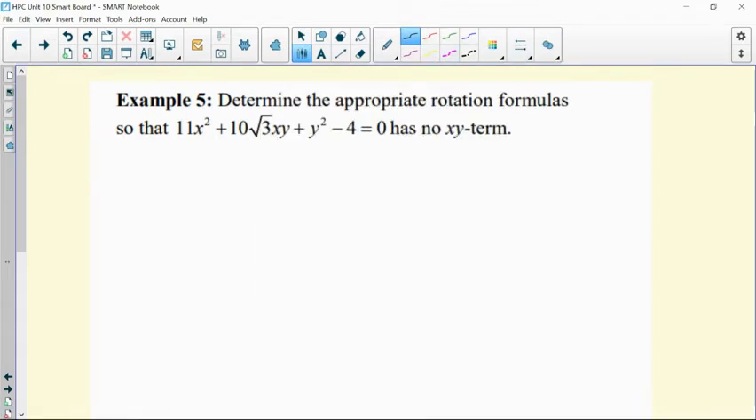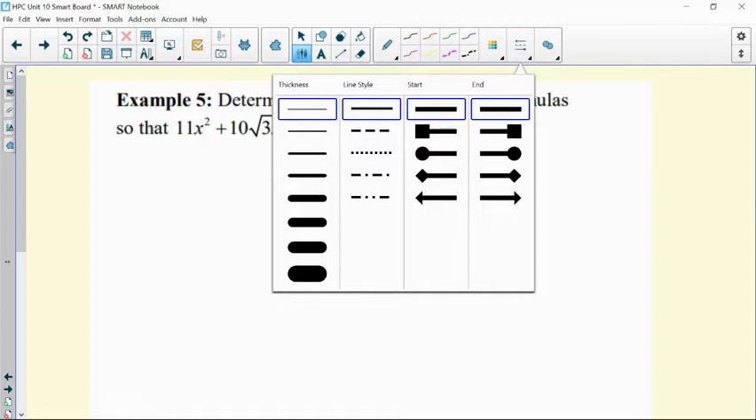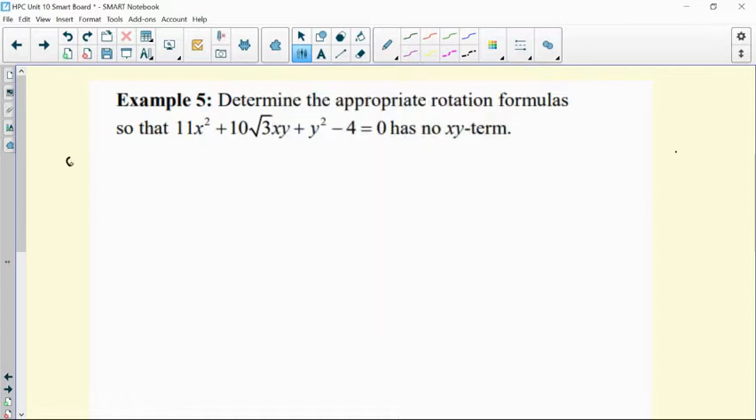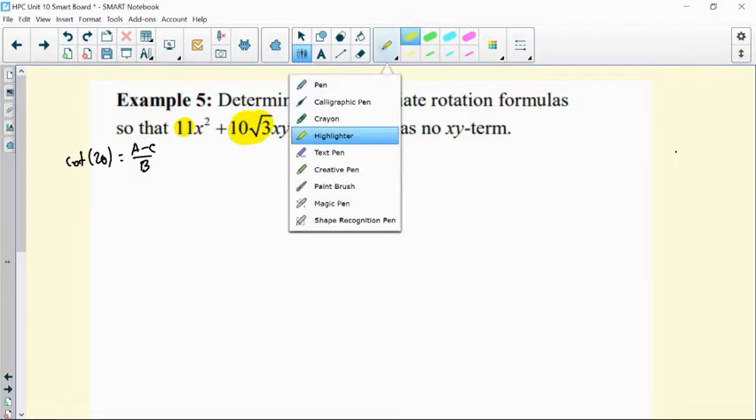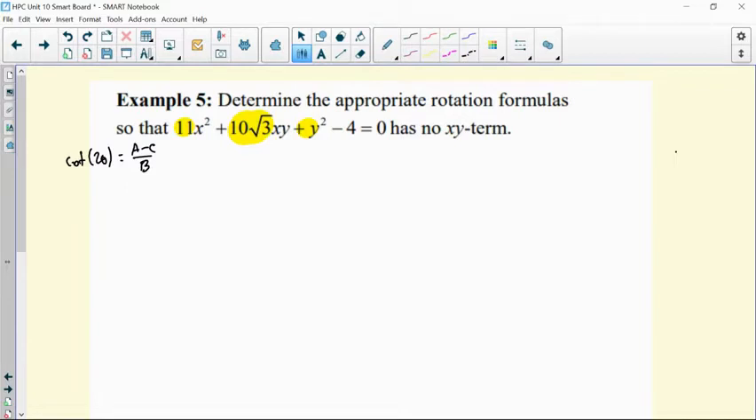To figure out the angle, we need to solve the equation cotangent of 2 theta is equal to a minus c over b. And again, these are just coming from our coefficients. So here's our a, here's our c, which is a 1, and our b, which would be 10 root 3. So, 10 root 3, a little suspicious of a coefficient. I'm anticipating some multiple of 30 or 60 degrees.